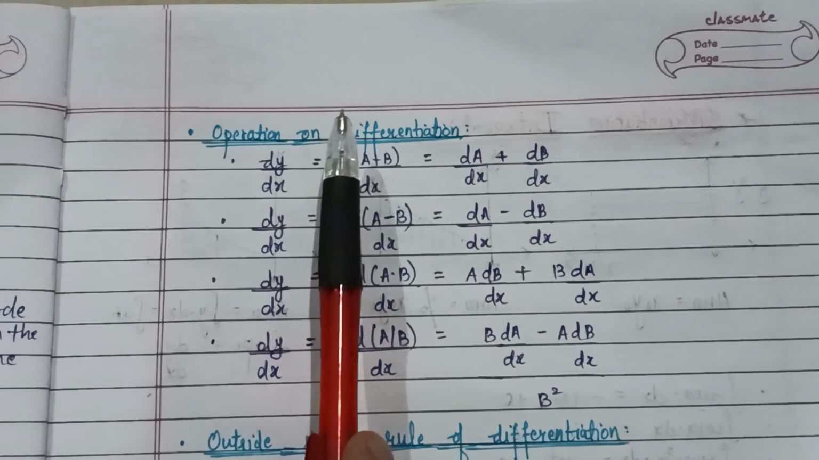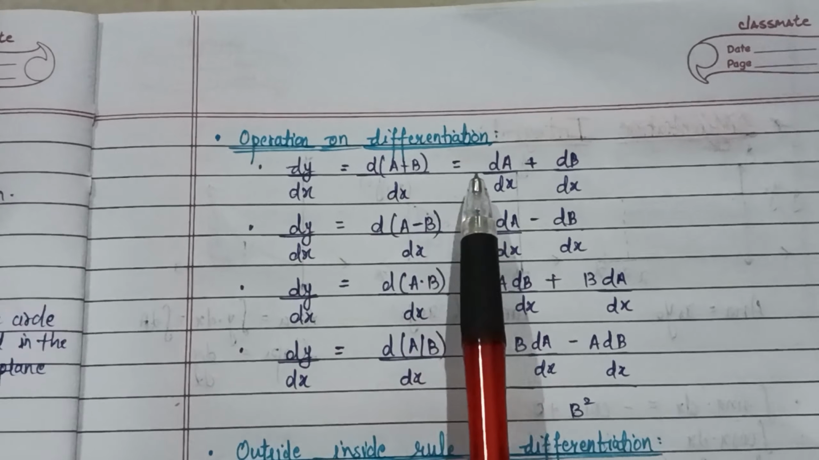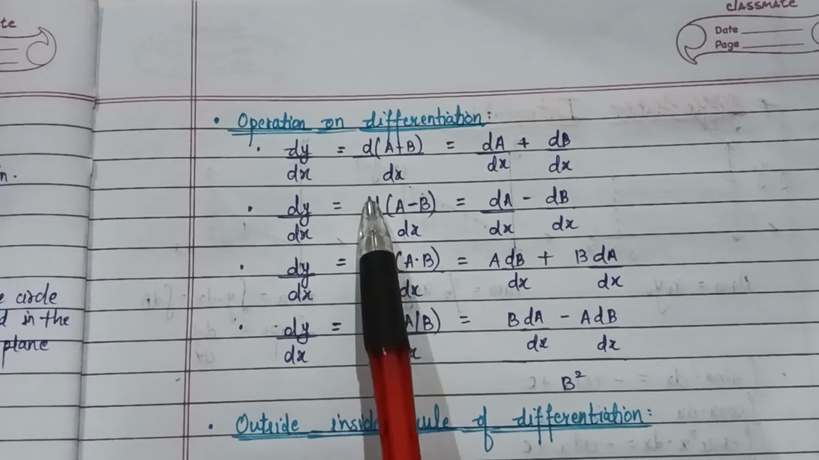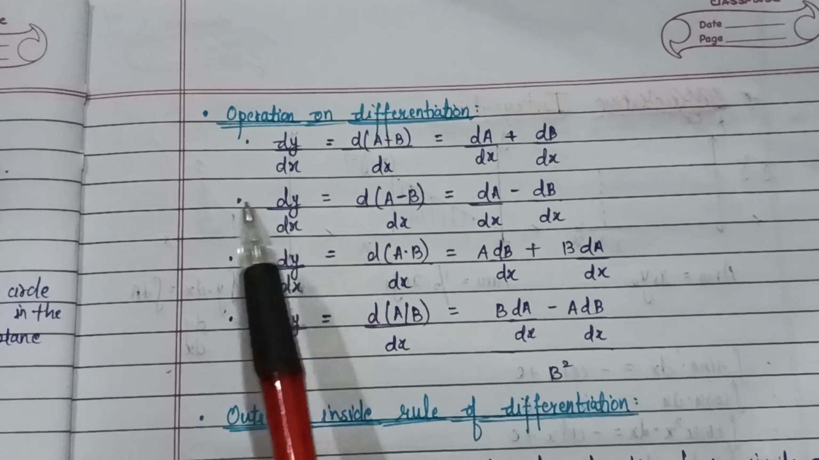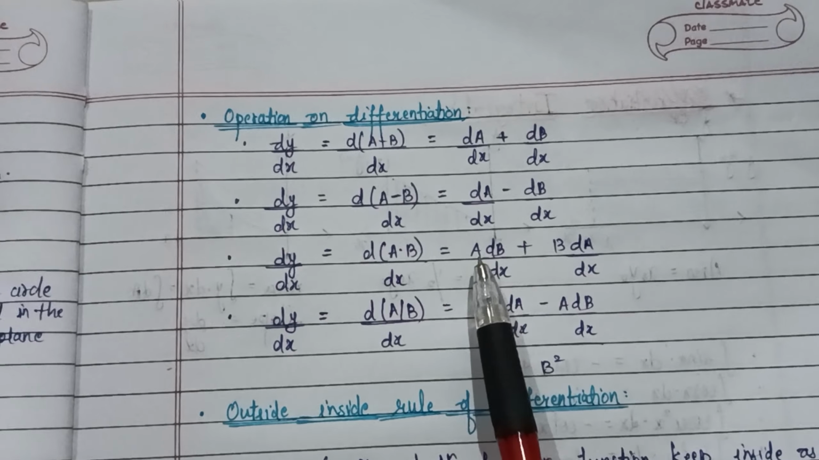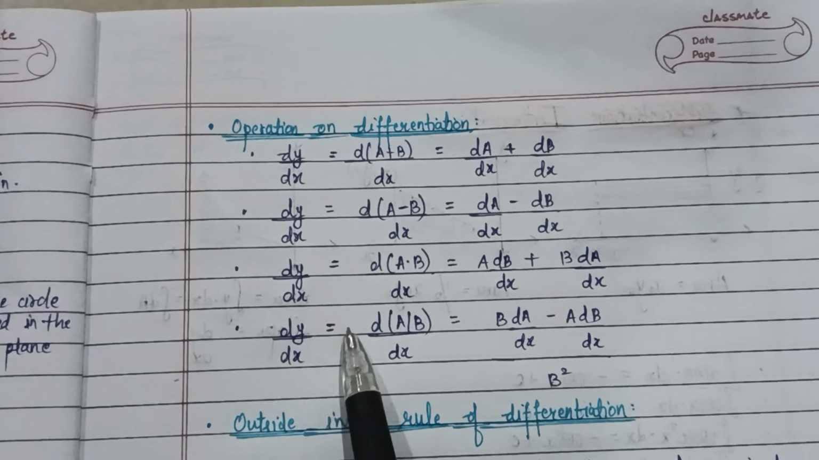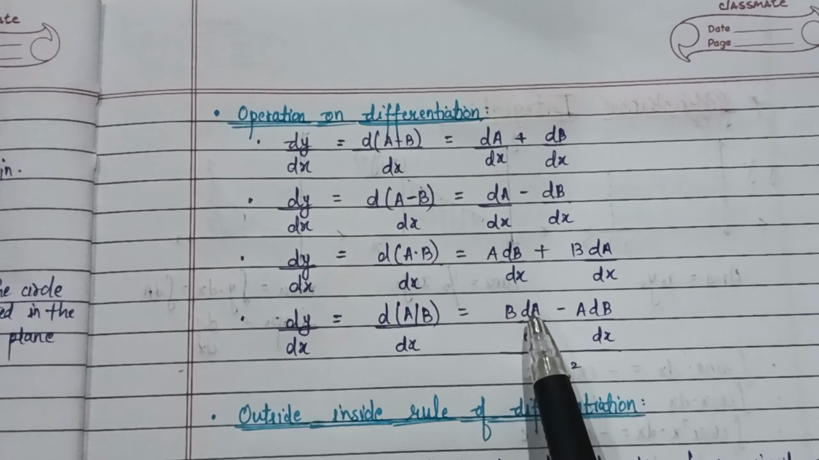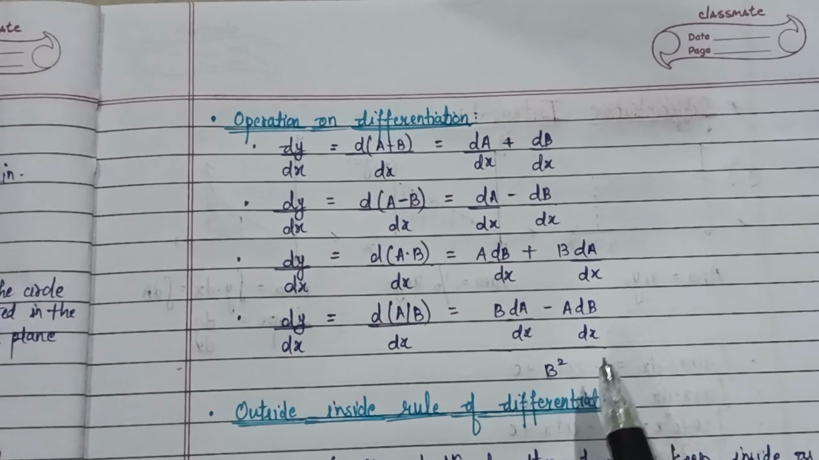Now we will learn about operations on differentiation. d of a plus b upon dx is equal to dA by dx plus dB by dx. d of a minus b upon dx is equal to dA by dx minus dB by dx. d of a into b upon dx is equal to a into dB by dx plus b into dA by dx. d of a divided by b upon dx is equal to b into dA by dx minus a into dB by dx, whole upon b square.